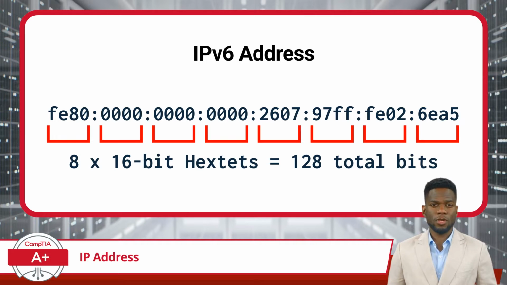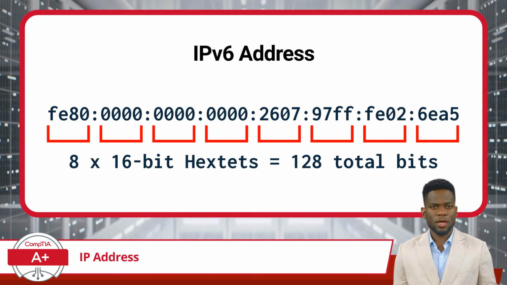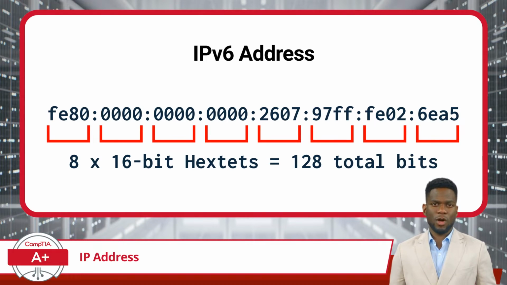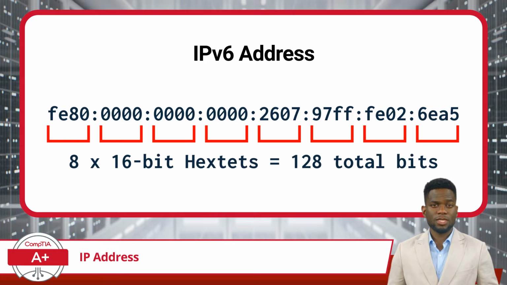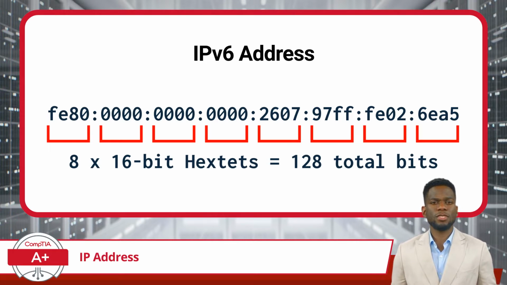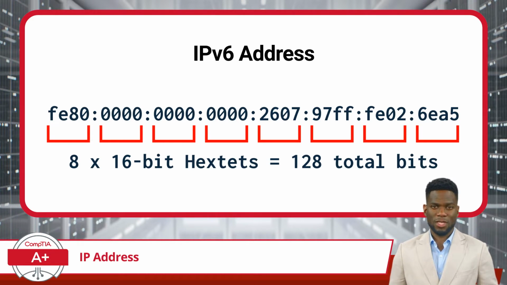IPv6 addresses are considerably longer than an IPv4 address, at 128 binary digits long. IPv6 addresses also use a different addressing scheme. IPv6 addresses include 8 groups of 4 hexadecimal digits, separated by colons. Each group of 4 hexadecimal digits can also be called a hextet.